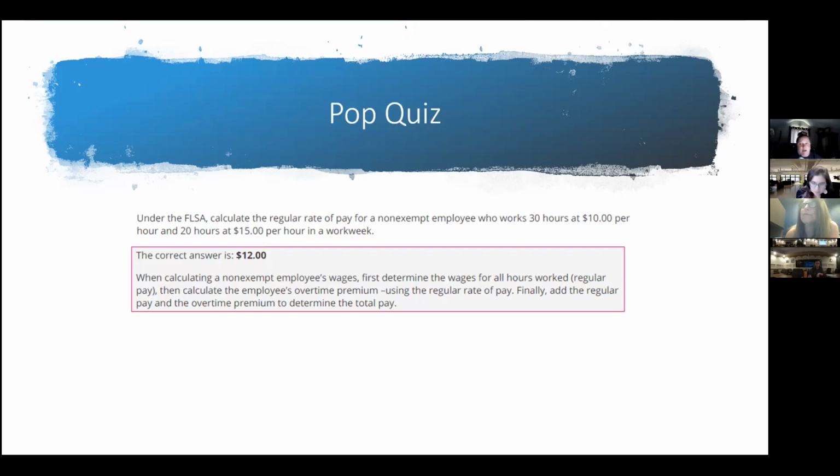So I have my handy dandy calculator. We're going to do 30 hours times 10. And we're going to do 20 hours times 15. And we're going to add the two together, which gives us 600, and divide by 50. And we get 12. Everybody with me there? Yep. Good job. You guys are awesome.